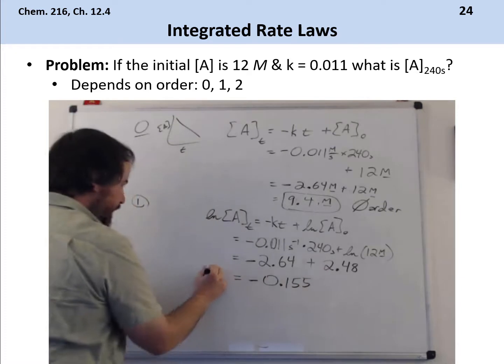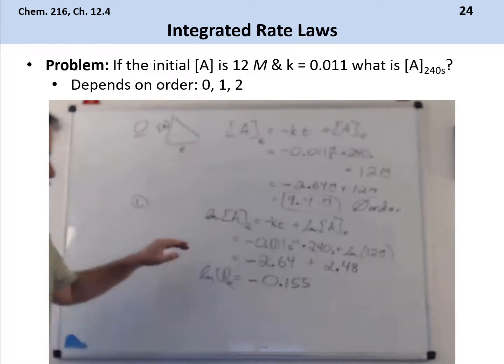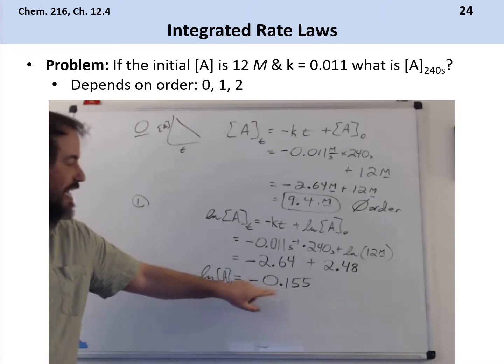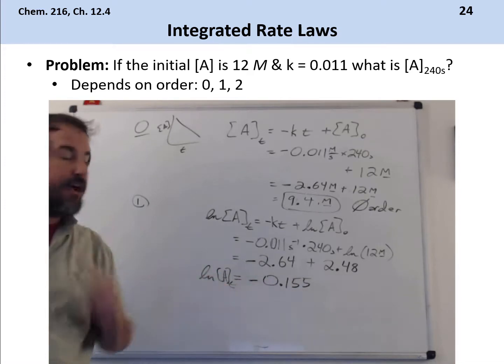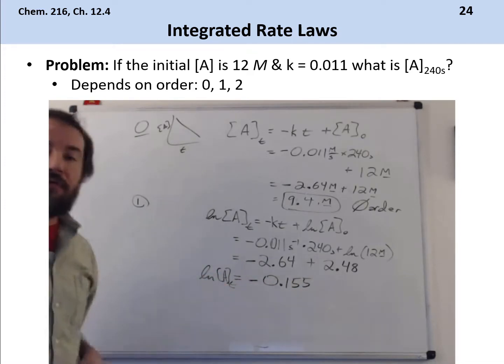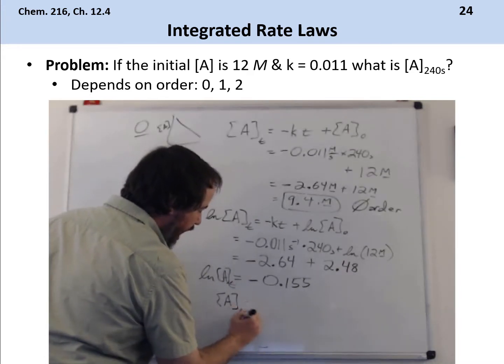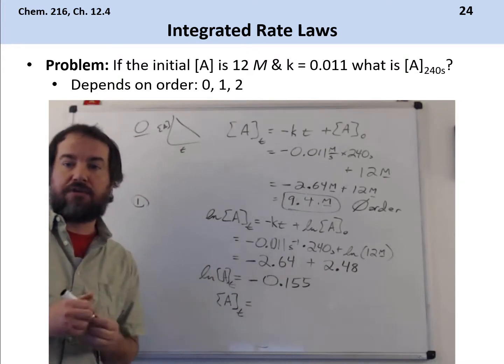0.155. And now here's the key. Notice that this is not my answer. This is the ln of the concentration, not the concentration itself. So if I want to get the concentration at time t, I have to do the opposite of the natural log.